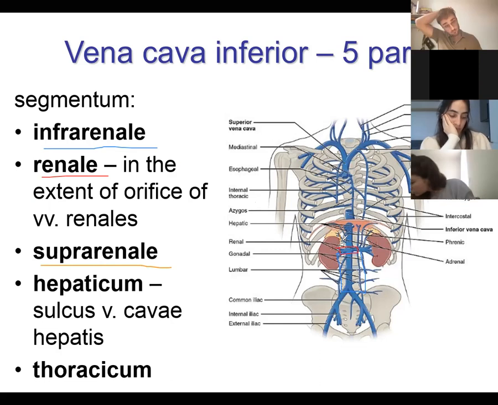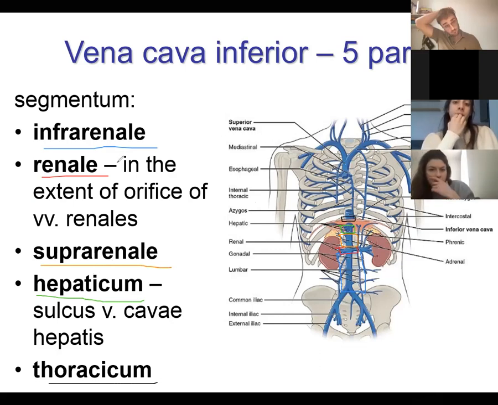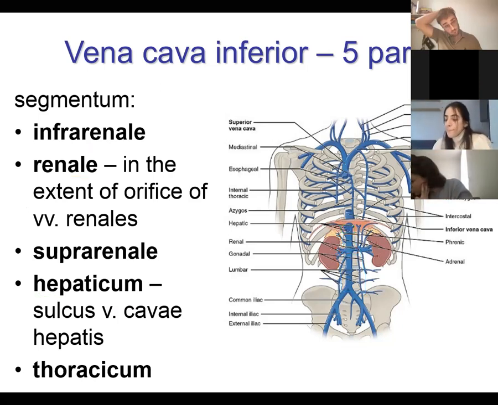the second largest. And we have another 2 short segments, hepatic, which runs in the groove of the vena cava. And then above the diaphragm, of course, we have the thoracic segment, yeah, the shortest, or as short as the renal one. So please remember, we have 5 segments of the vena cava inferior, and especially the infrarenal can be doubled or left-sided.